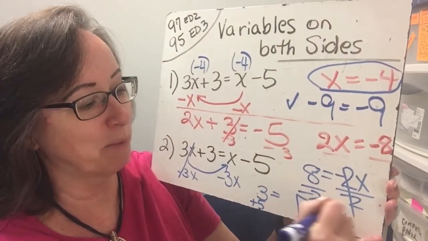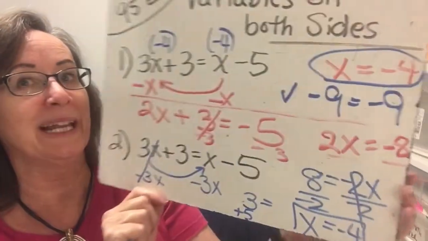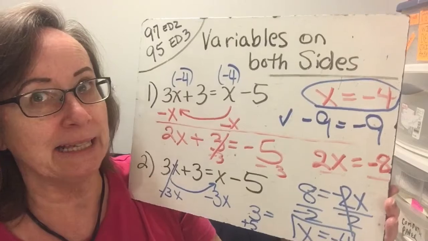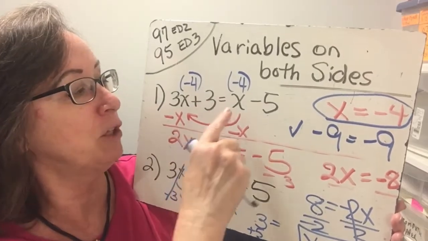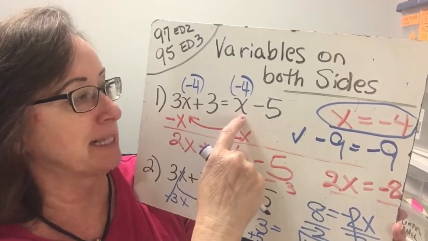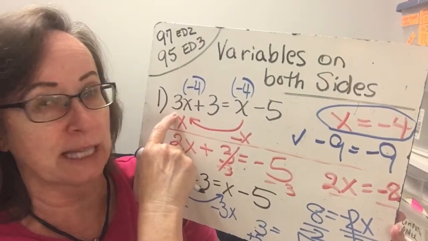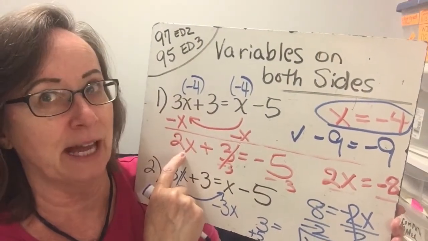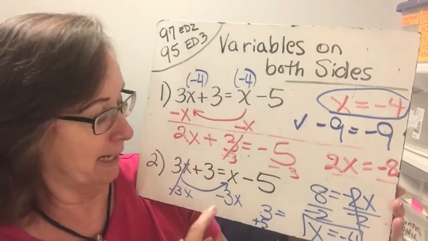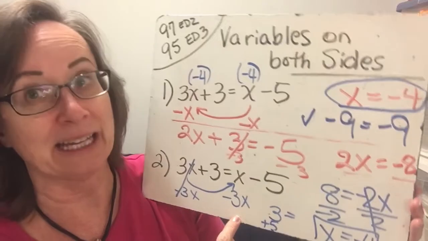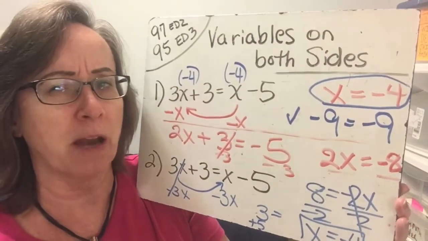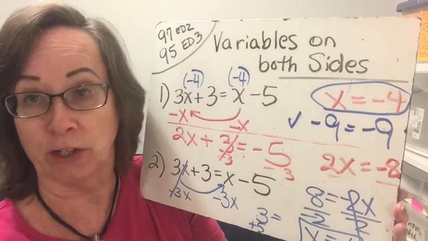So I did it both ways to show you it really doesn't matter. Now it may be a little bit easier if you go for getting a positive x. So like if I subtract the x from both sides, then I still have a positive x. I have a positive 2x here. When I did it the other way, I wound up with a negative 2x, which is still correct. It just may not be quite as easy for you.